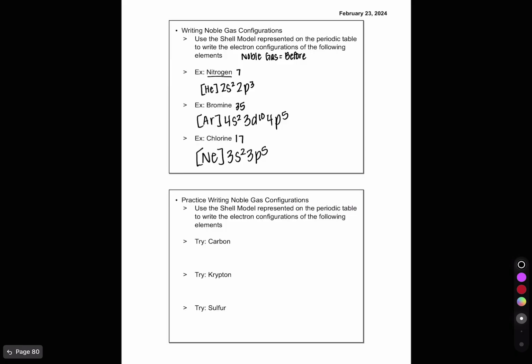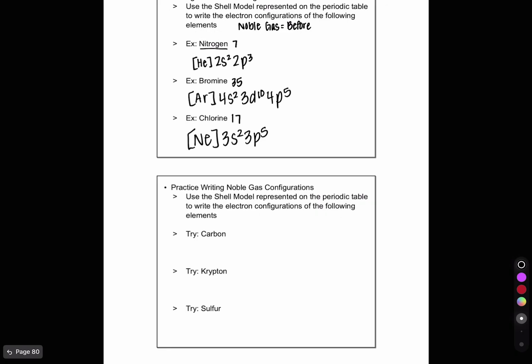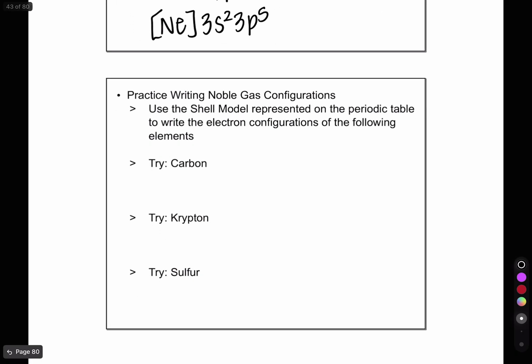So there are 3 tries here below. Go ahead and pause the video and unpause when you're ready to check your answers. I'm going to assume if you're watching this, that means you are ready to check your answers. So let's go ahead and try this.